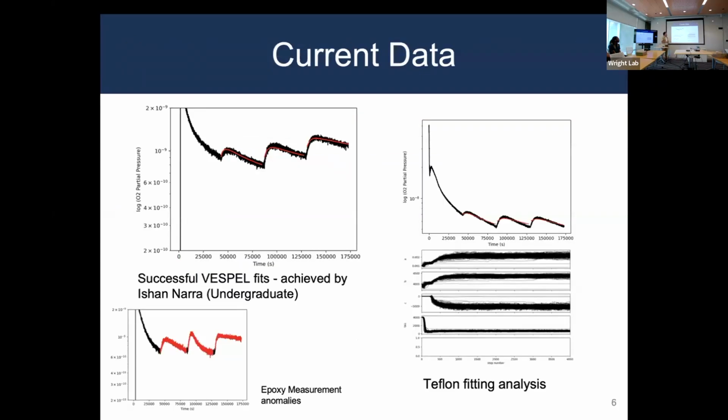So right now, here's some of my current data. These were successful fits from an undergraduate before me that was working on the project on a material called Vespel. Right now, we also want to look at materials like epoxy and Teflon, which I'm currently doing. However, with the epoxy, we found some weird anomalies in our measurements, and with Teflon, we've not really been able to fit it as nicely as we did with Vespel, not really giving us a lot of confidence in the D and EA that we produced.